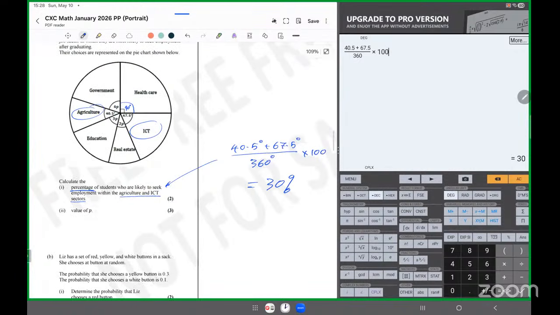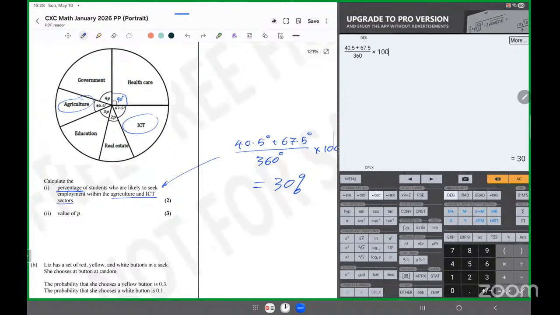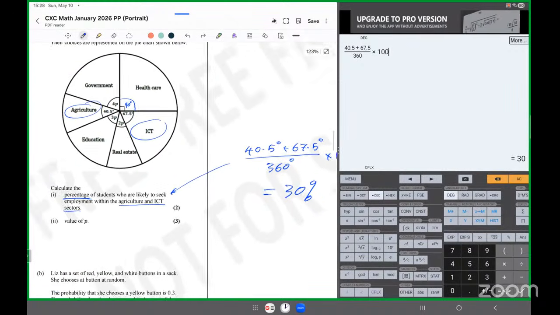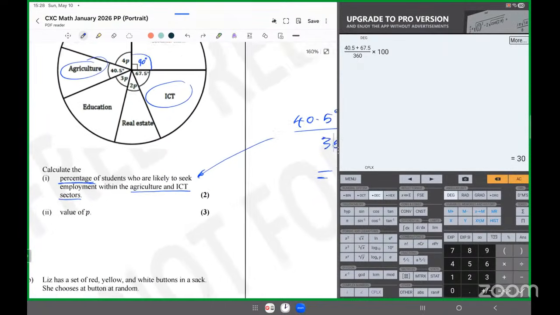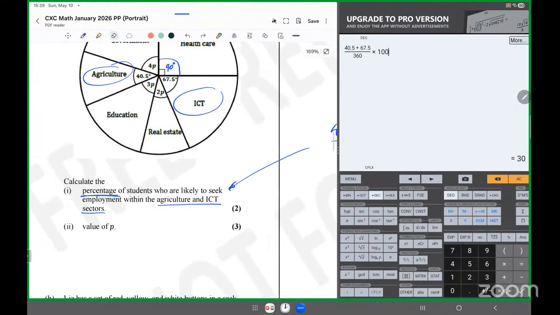Then I want to tell them the value of P. To get the value of P, you're going to add up all of those angles, and the total must be 360. Let's do it right here. What do the P's add up to? Add up the P's: 4P, 3P, and 2P. The P's add up to 9, so it's 9P.